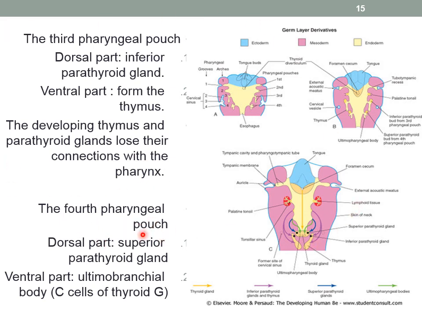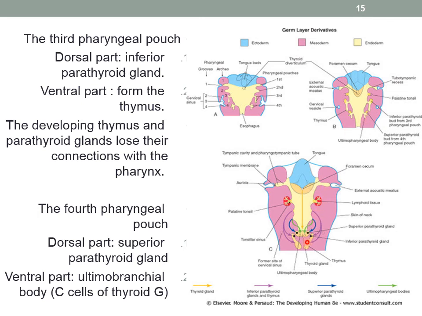What about the fourth pharyngeal pouch? The fourth pharyngeal pouch, down here, also has a dorsal part and a ventral part. The dorsal part forms the superior parathyroid gland, and the ventral part forms the ultimobranchial or ultimopharyngeal body, which gives the C cells of the thyroid gland. The parafollicular C cells of the thyroid gland come from the ultimobranchial body, from the ventral part of the fourth pharyngeal pouch.